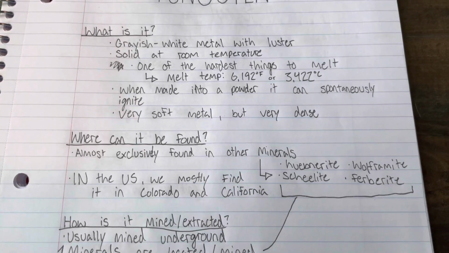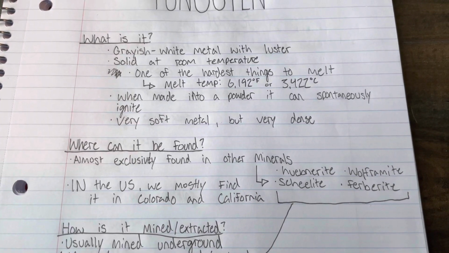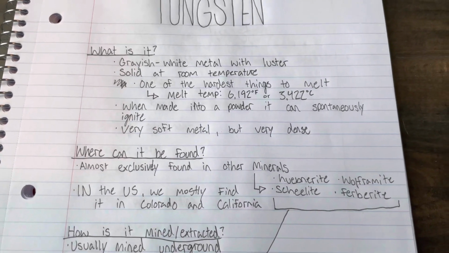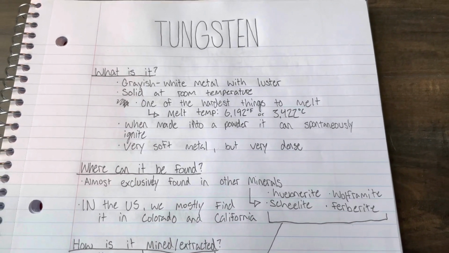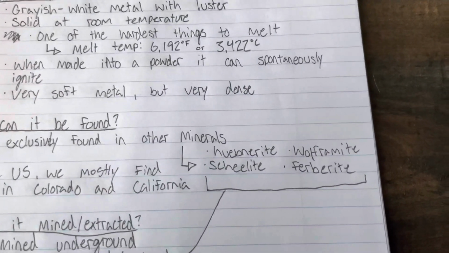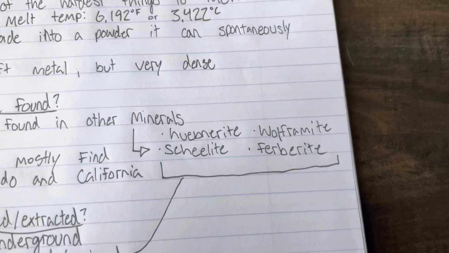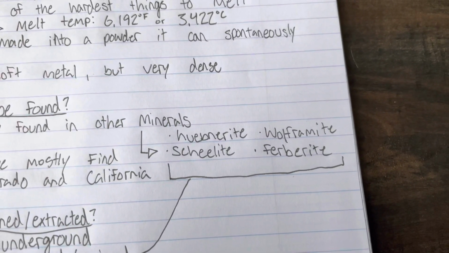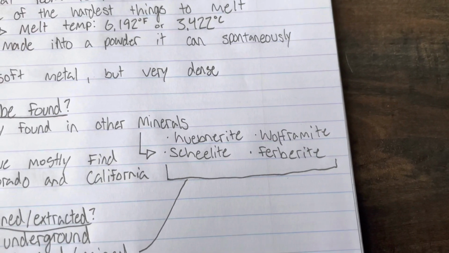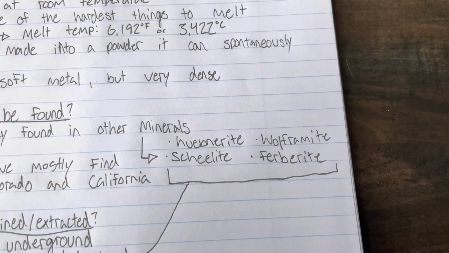Where can it be found? It is almost exclusively found in other minerals, meaning you can't just find tungsten in the ground really. Well, you can, but it's very, very rare. The minerals that it's usually found in are huebnerite, wolframite, scheelite, and ferberite.